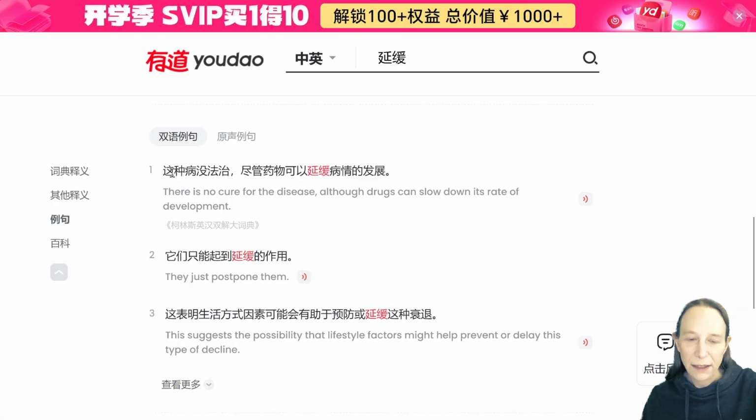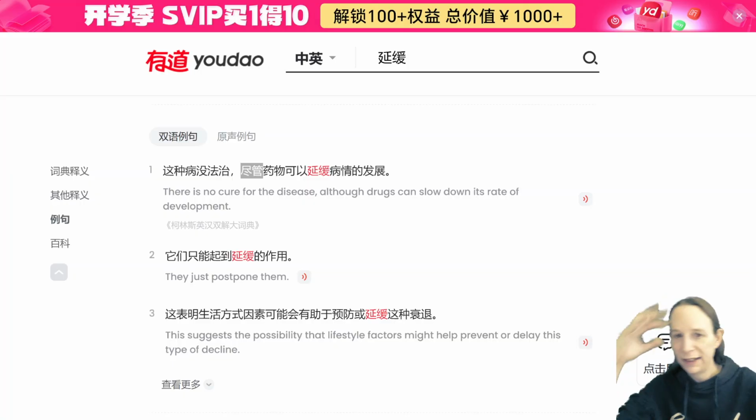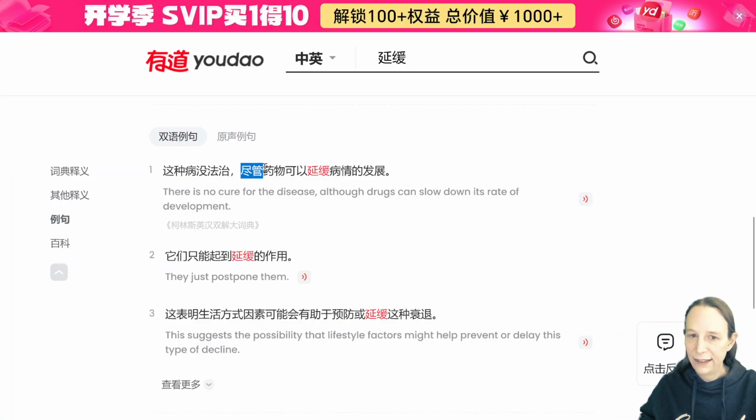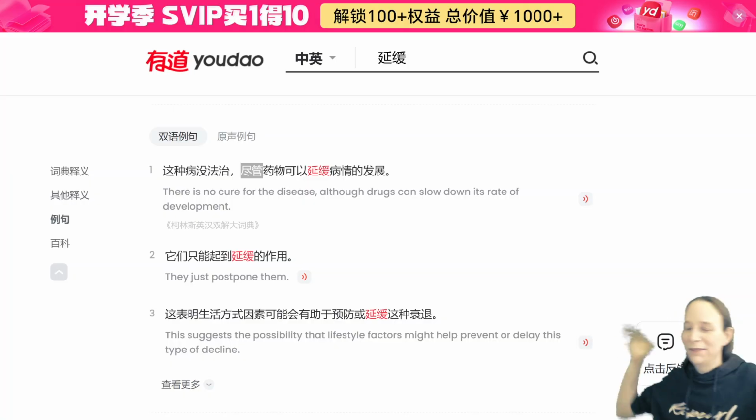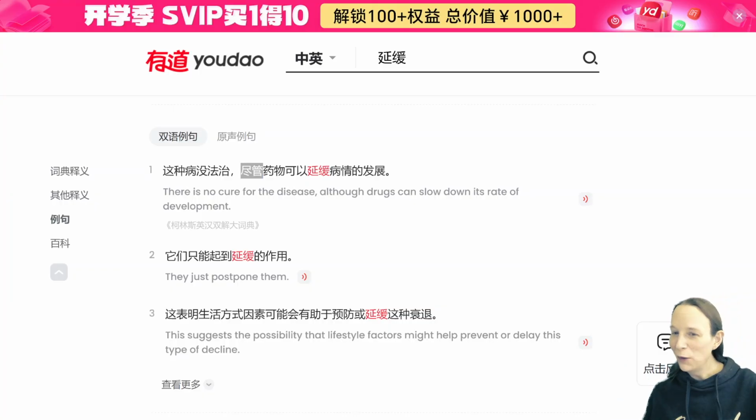这种病没法治，尽管药物可以延缓病情的发展. Yeah, so using 尽管 in the second clause resembles English a lot. My understanding is this is considered grammatical in Chinese, but usually it's 尽管 A, 但是 B. Yeah, I feel like you can get away with this if you're a native Chinese speaker, but if you're not, you might lose marks. I'm not sure.